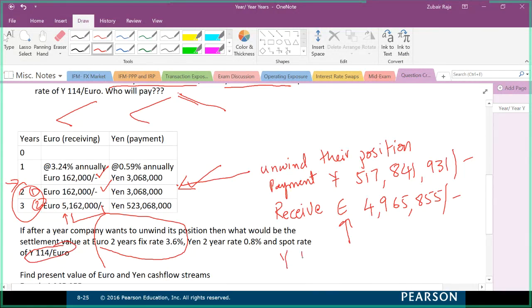Earlier it was 104 yen per euro. Now it is 114 yen per euro. So the euro appreciated. It means whosever liability was in euro will have a loss, and whosever asset currency was in euro will get a profit. Because this party was receiving the euro and the euro appreciated, the party is at a profit.